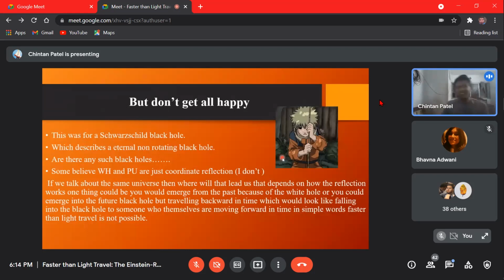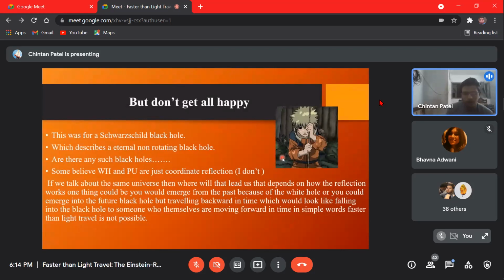So now let's say you get the freedom to travel with the speed of light as well, but you have one more problem. The black hole described by Schwarzschild is a non-rotating and an eternal black hole. Let's say you find a rotating black hole as well, but the word eternal is very important. That black hole described by Schwarzschild is not formed from star collapse. It was always there. That is what it is.